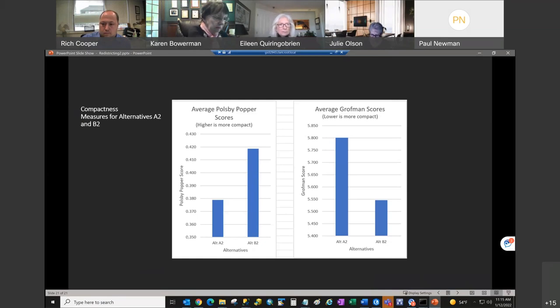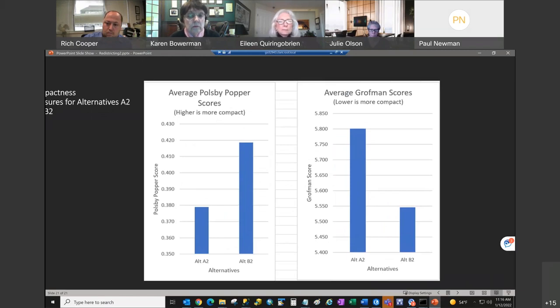Okay, so in a nutshell, here, alternative B2 is more compact. The districts of alternative B2 are more compact. Both measures show that. They're kind of inverted because here on the left, the Polsby-Popper is the higher score, means the higher compactness. The one on the right, the Grofman score, the lower the score, the better in terms of compactness. I will point out here that on these bar charts, even though you see a big difference between the blue bars, note that on the left, the numbers do not start at zero. They're zoomed in so that you can see the difference. On the left, the Polsby-Popper number is a number from 0 to 1.